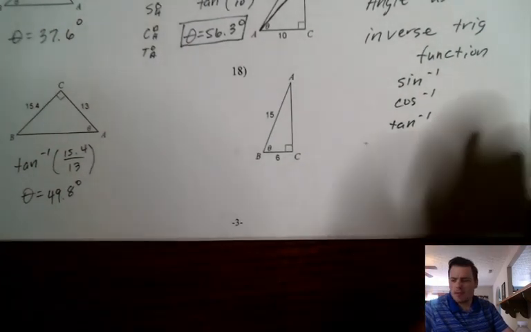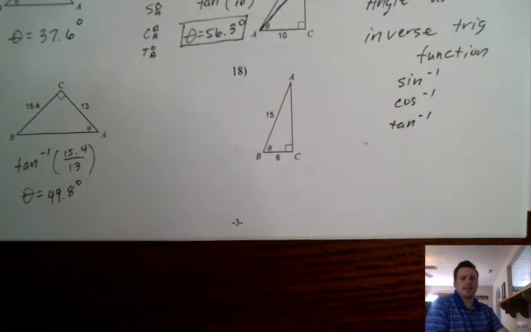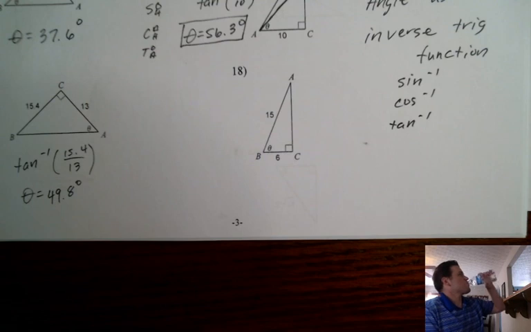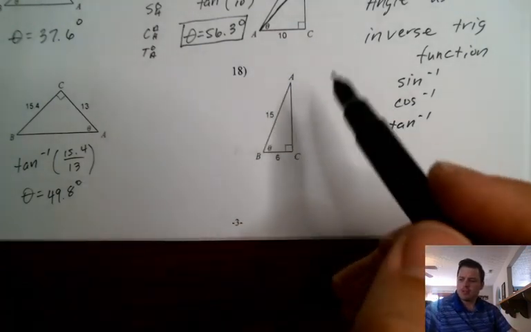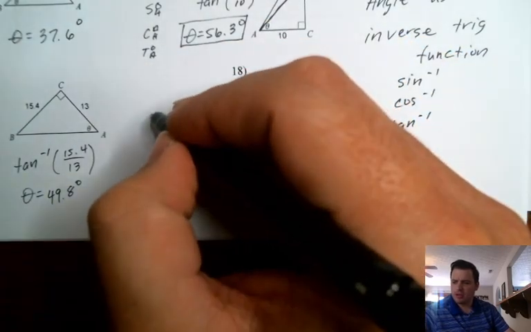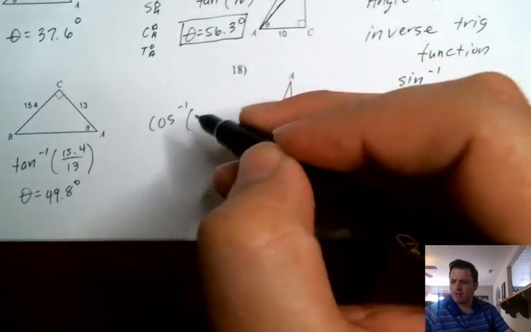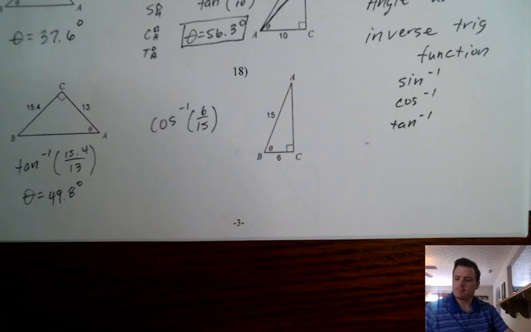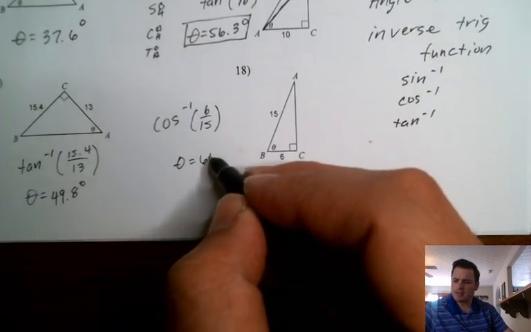Looking at 18. What would we use here for 18, guys? Good, Maddie. Cosine. So adjacent over hypotenuse, the inverse cosine of the adjacent 6 over 15. And I got theta is equal to 66.4 degrees.